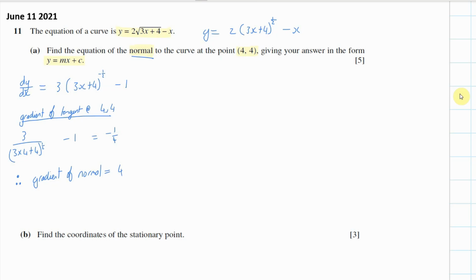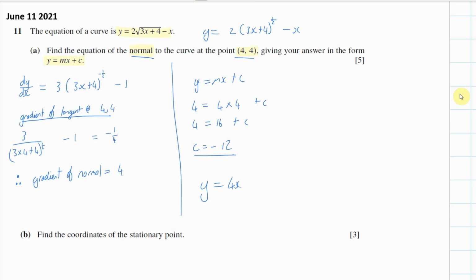At this point we can now use y equals mx plus c. So we can just put some values in there. We've got y is 4, we've got m is 4, we've got x is 4, plus c. So 4 equals 16 plus c. So it looks to me like c is negative 12. So therefore our equation is y equals 4x minus 12. And that is our final answer for part A, all 5 marks. I think we've got all 5 marks there.